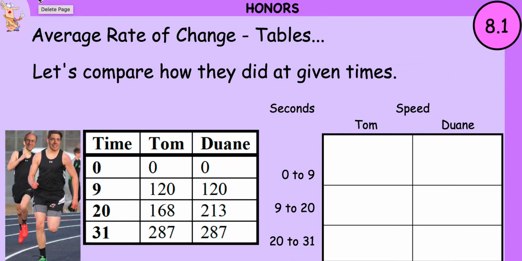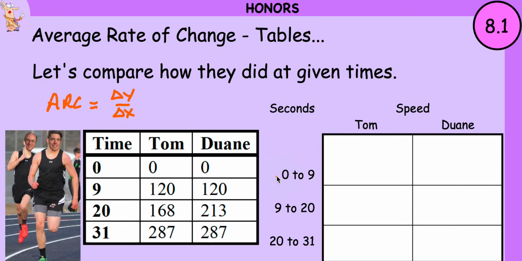So first off, we'll make note of the equation that we use for this, which is ARC, A-R-C, is the change in y over the change in x. And in mathematics and science, we use this triangle as meaning change. Okay, so ARC equals change in y over change of x.